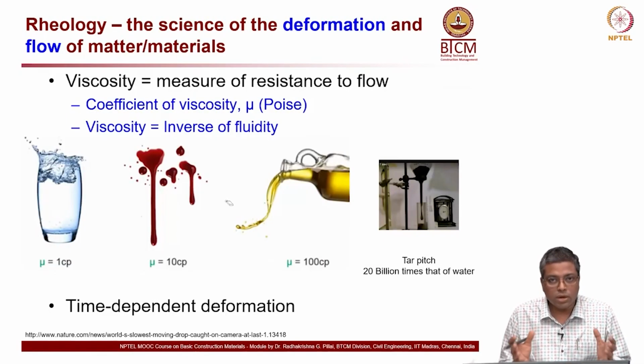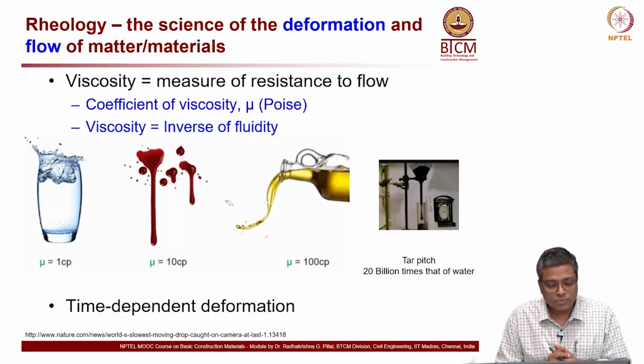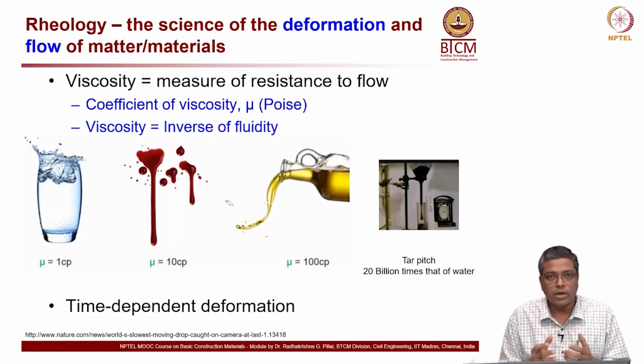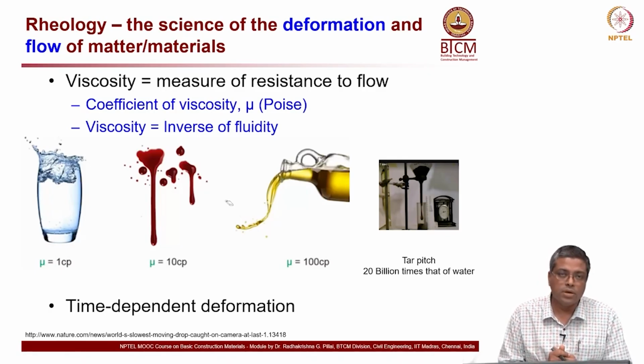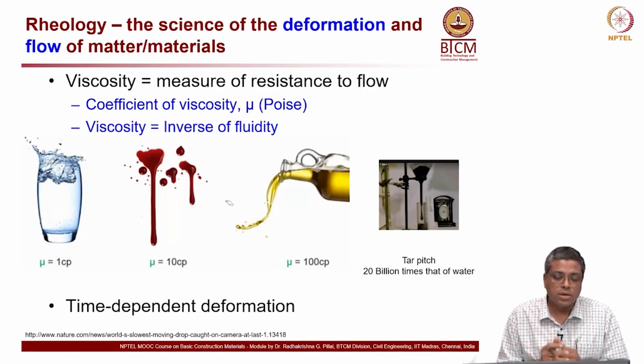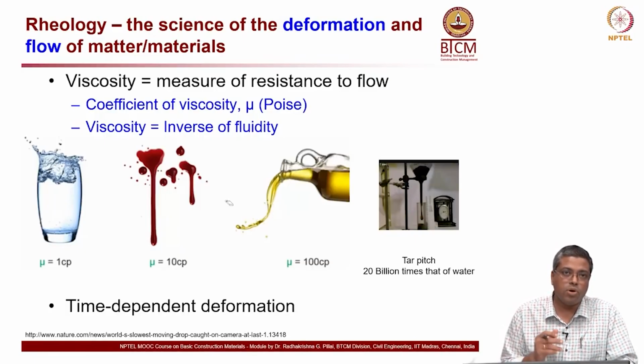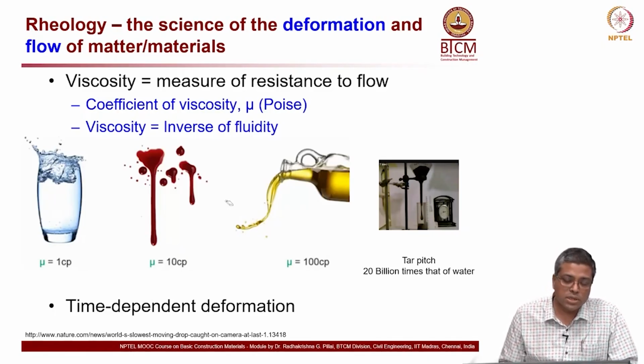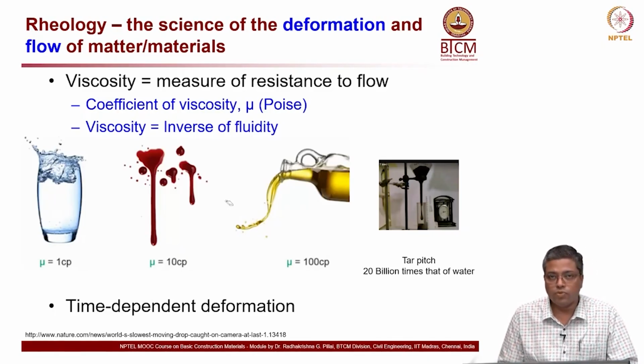Now, when you go to real materials which we use, the first thing to look at is what this viscosity is, and then how it affects the rheological behavior. So, what is rheological behavior? Rheology is the science of the deformation and flow of matter or materials. Now, what is viscosity? It is a measure of the resistance to flow.